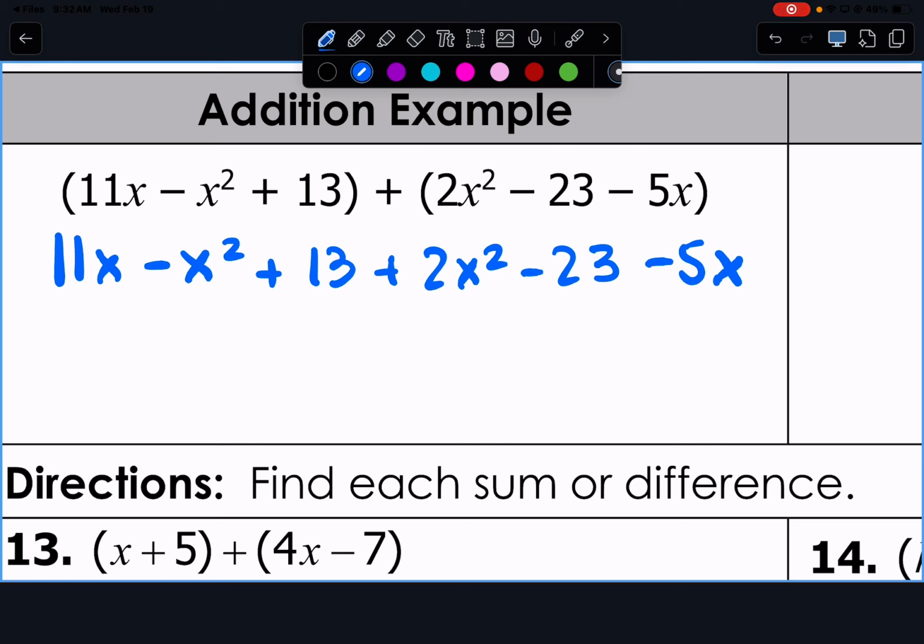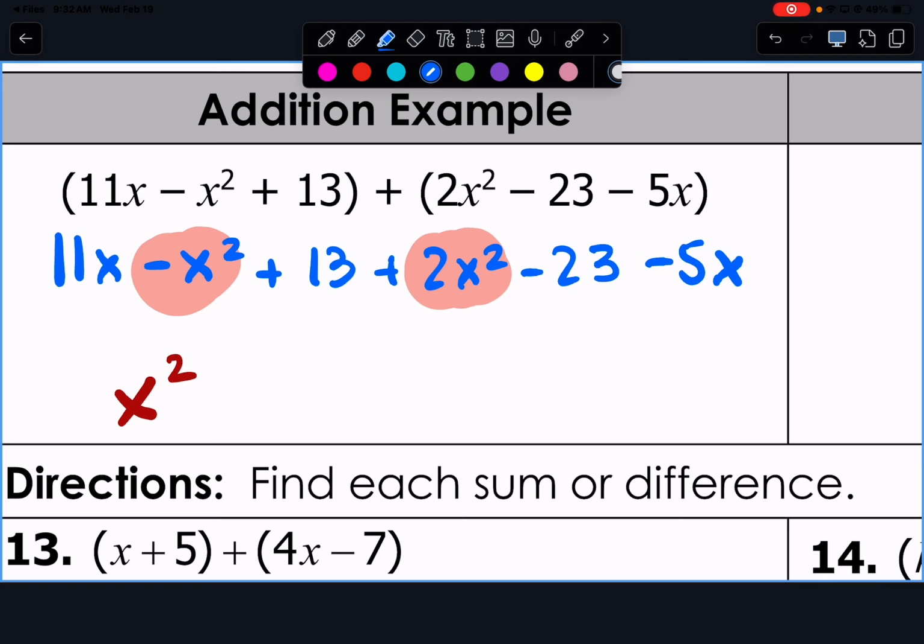When we look at this, we have to answer in standard form, right? Because we answer in standard form, we're going to start with whatever has the biggest exponent. So what is our biggest exponent in this problem? 2. So I have negative x squared and also 2x squared. If I combine those two together, what is negative x plus 2x? It will be x squared.